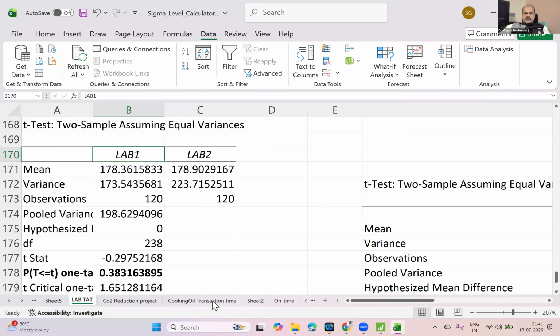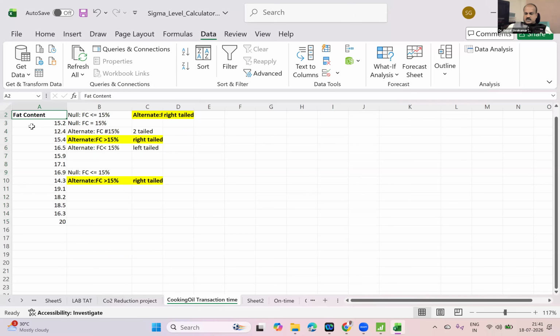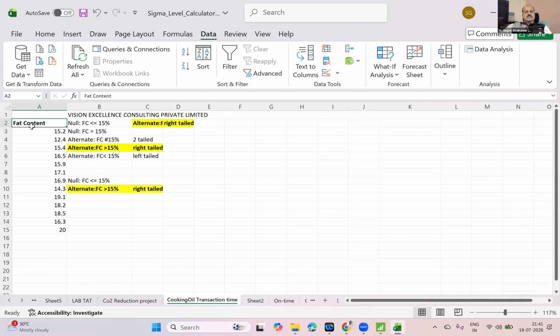All right. Now let us take this example, the last one, more eyebrows test. A company manufacturing cooking oil claims that their cooking oil bottles have less than 15% fat content. What is the company's claim? Fat content is less than or equal to 15%.